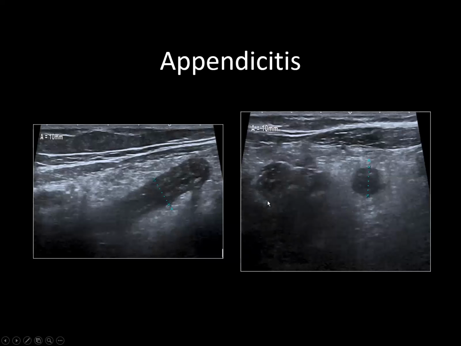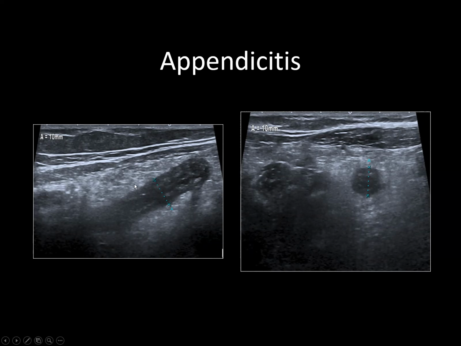Now, here's an example of appendicitis. This patient has a 10 millimeter caliber appendix, really hypoechoic, with a lot of fluid inside. And we see the blind end, so that helps confirm it's indeed the appendix. We actually lose that nice gut signature in this particular case.